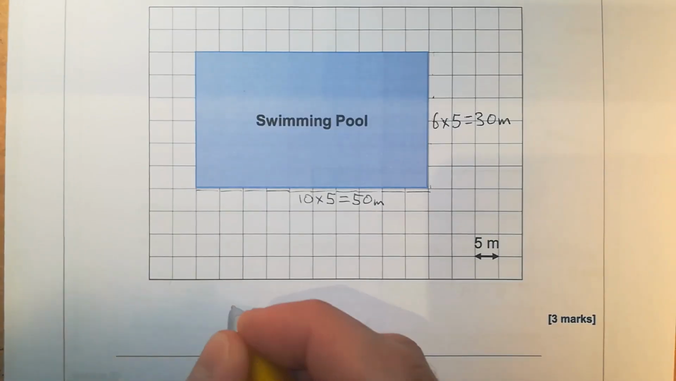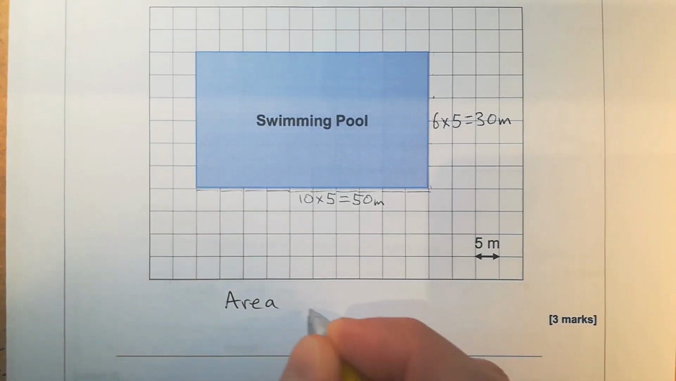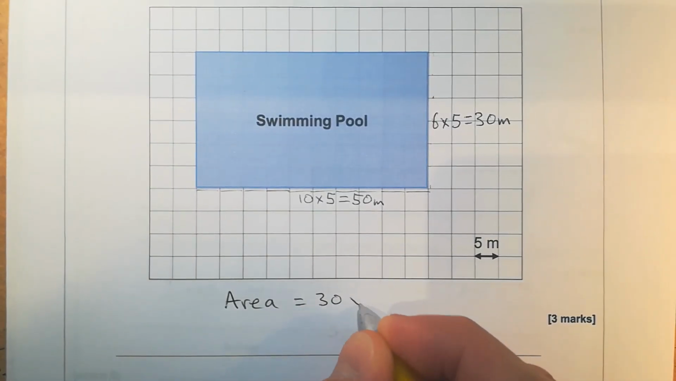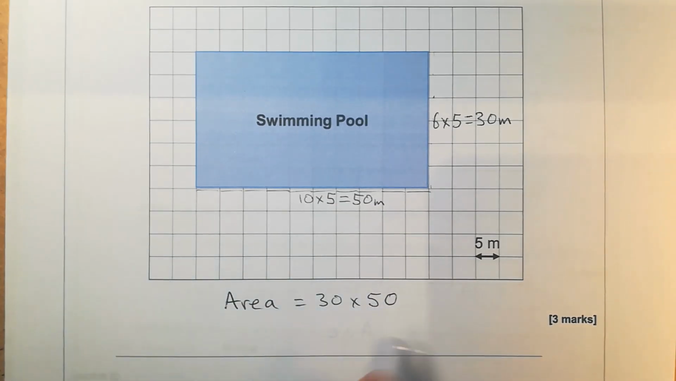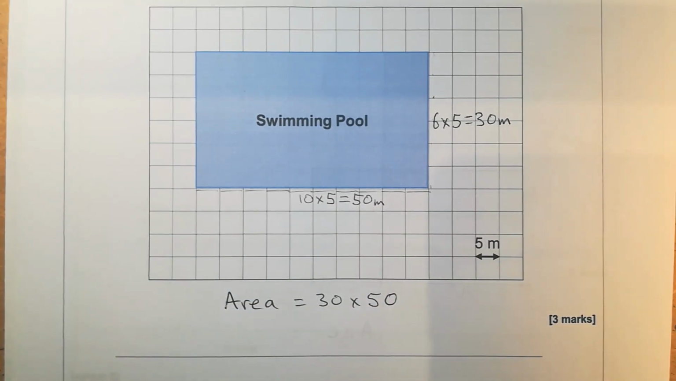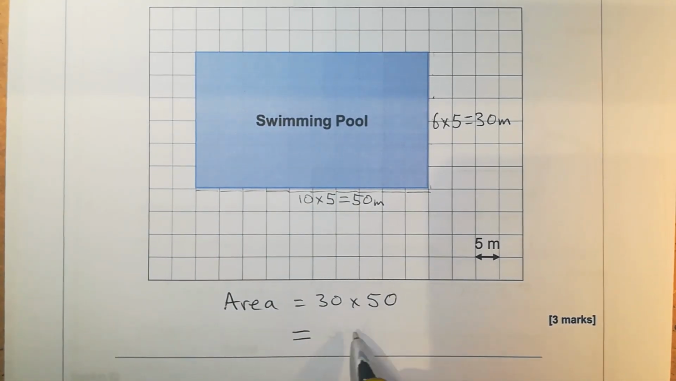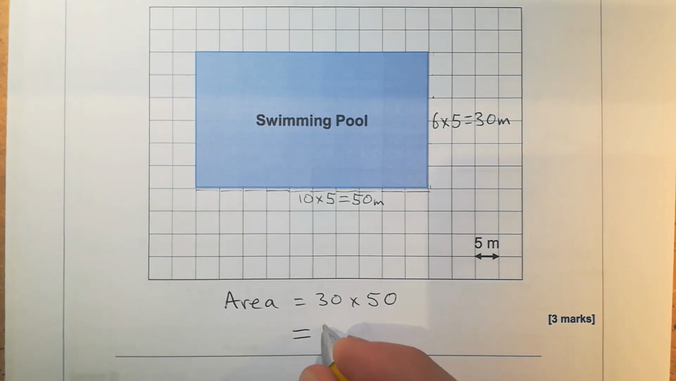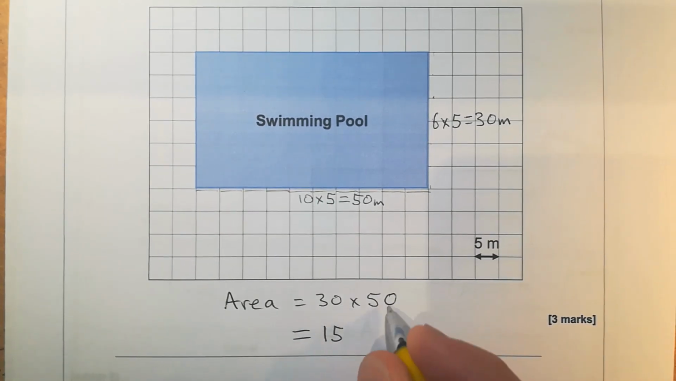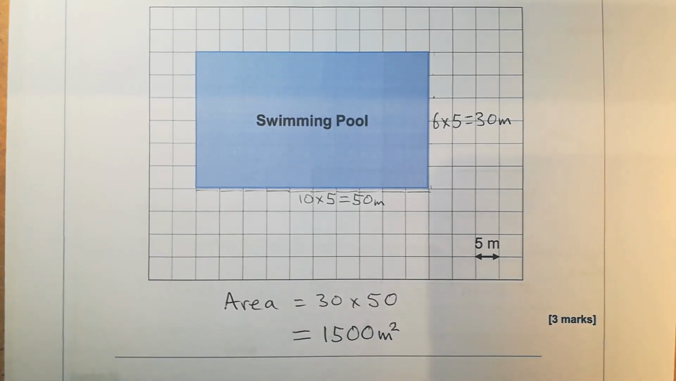So let's move this down. So area equals 30 times 50. Now if you want to do it as a column multiplication, that's absolutely fine. Or you could just say, well, let's ignore the zeros. 3 times 5 is 15. Then put the two zeros back on. And it was metres, and it's area. So it's going to be 1,500, put the comma in, metres squared.